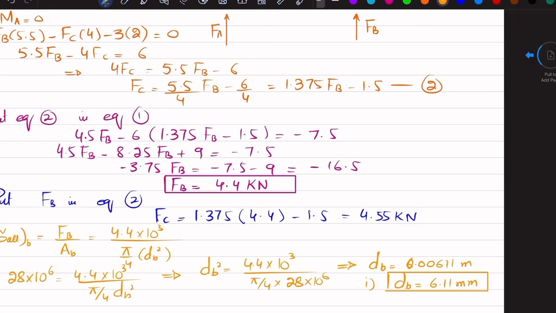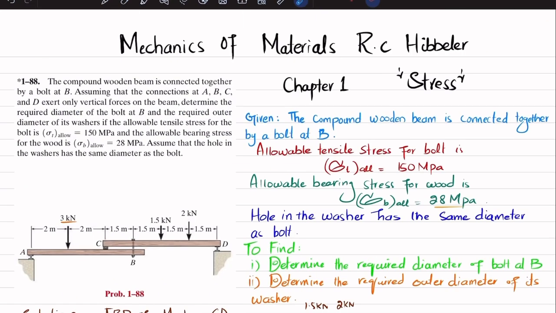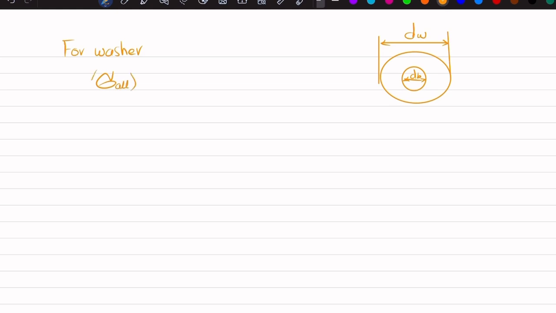Now we'll move towards the second part, in which we have been asked to find the outer diameter of the washer. For the washer, if this is a circular washer, the inside diameter will be the diameter of the bolt, so this will be dB, and we need the outer diameter of the washer, this is dW. This washer is in contact with this wooden piece, so bearing pressure will be there. So the allowable bearing stress for this wood will be equal to FB divided by the area of the washer. FB is 4.4 kilonewtons, so 4.4 times 10 to the power 3, and the area of the washer is pi by 4 times dW squared minus dB squared.